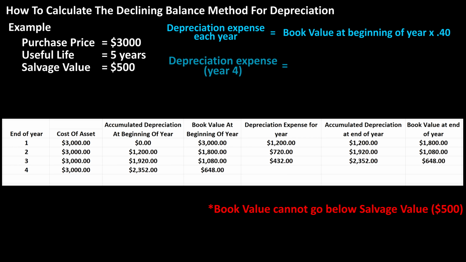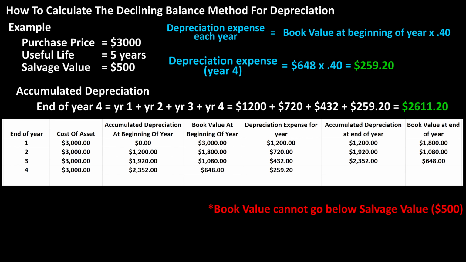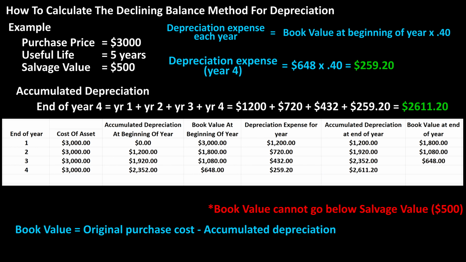For the depreciation expense for year 4, we use our formula, and we have $648, the book value at the beginning of year 4, times the depreciation rate of 0.40, which calculates to $259.20. We're going to continue, but hopefully you see the problem here. The accumulated depreciation at the end of year 4 will be the depreciation expense for year 1, year 2, year 3, and year 4, which equals $2,611.20.